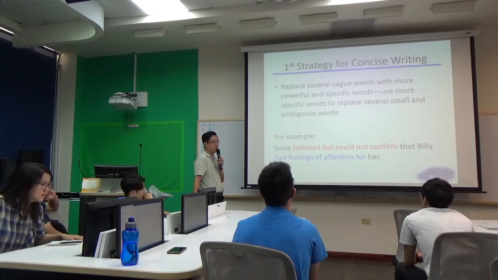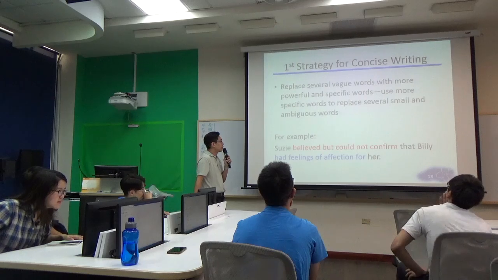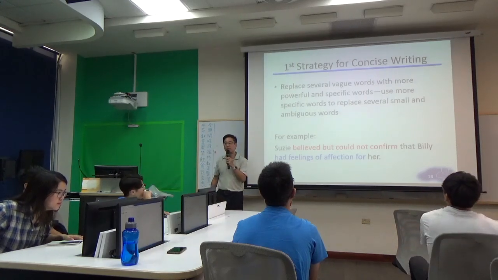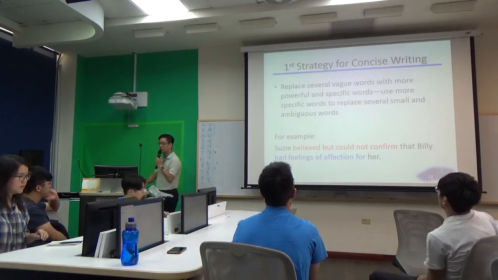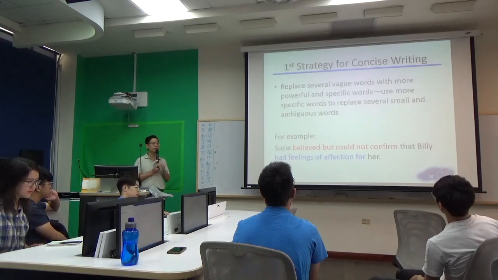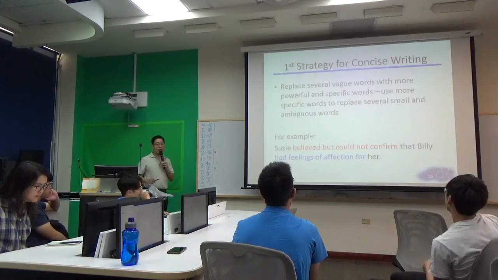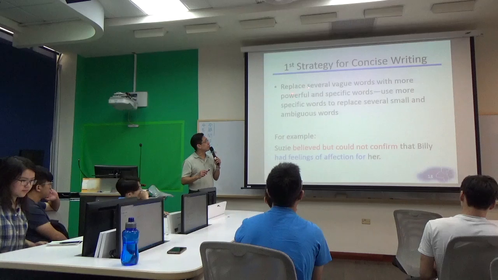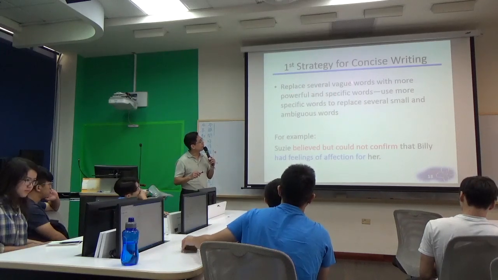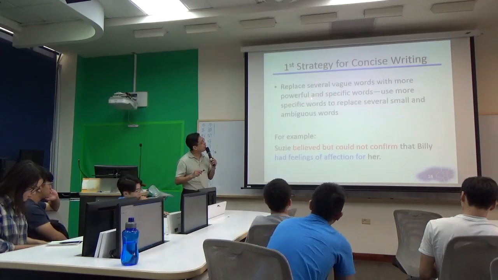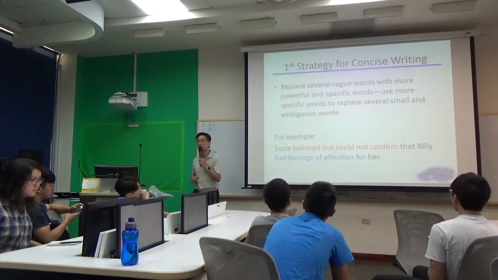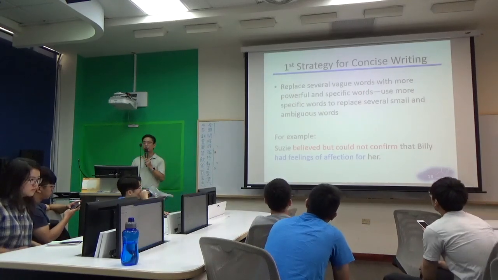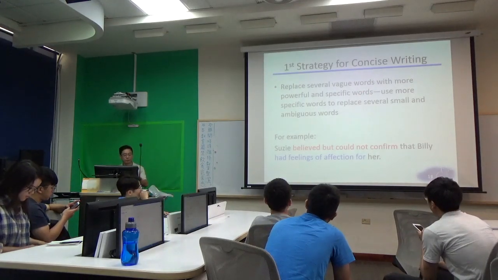Feeling of affection. Okay, write down your sentence. Discuss with your teammates first. What you are going to do is replace several vague words with more powerful and specific words. Then make your new sentence.